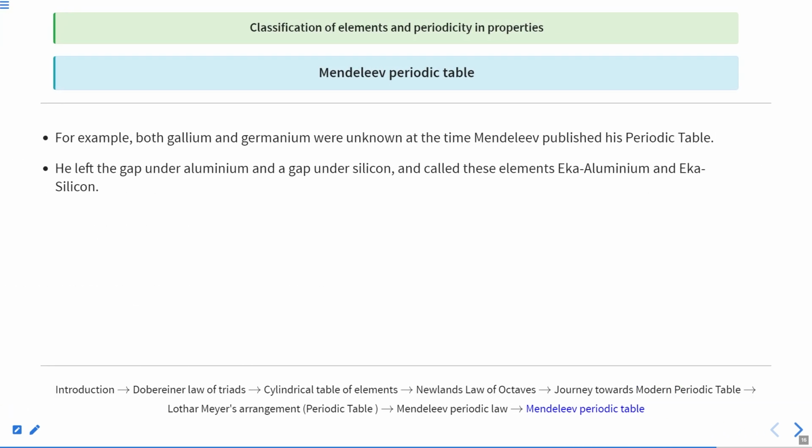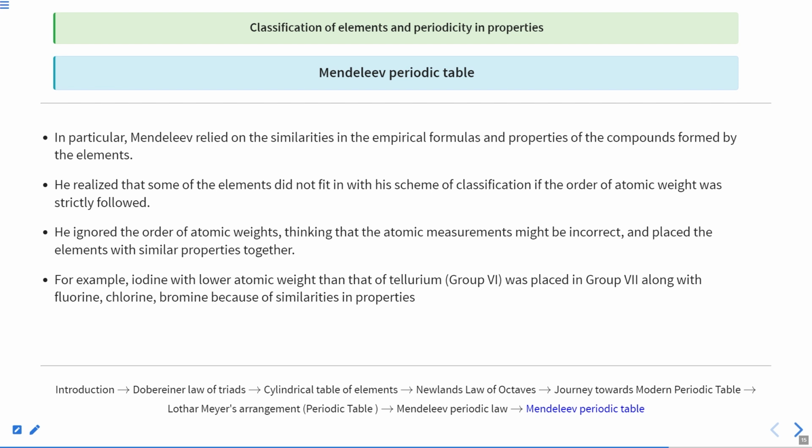One example that is given here is iodine. It has a lower atomic weight than that of tellurium. If it has a lower atomic weight, then it would come before tellurium in the period. If you just see the period, it should have come before tellurium. But since it shows a resemblance in properties with fluorine, chlorine, and bromine, he placed iodine in the group of those elements and not in the group of tellurium.